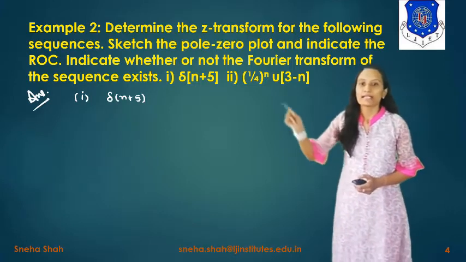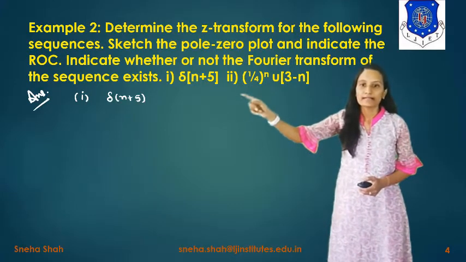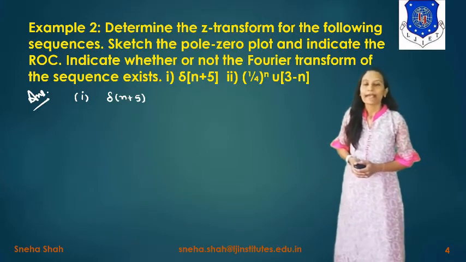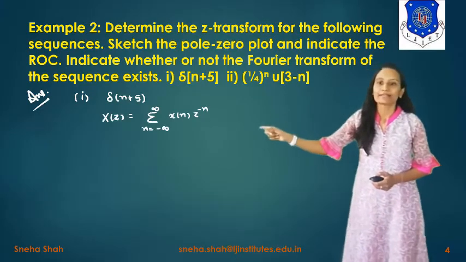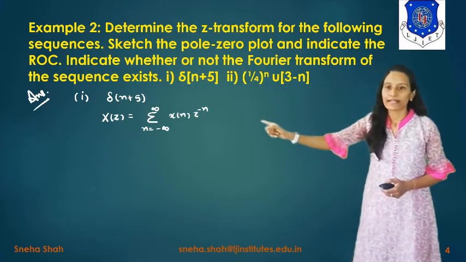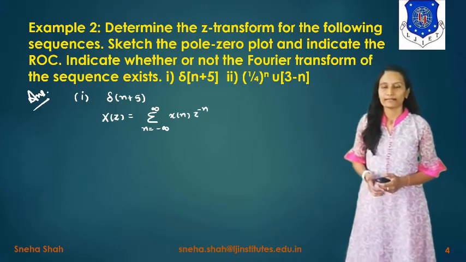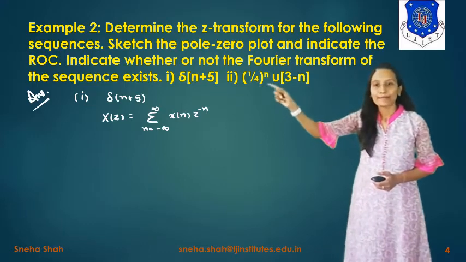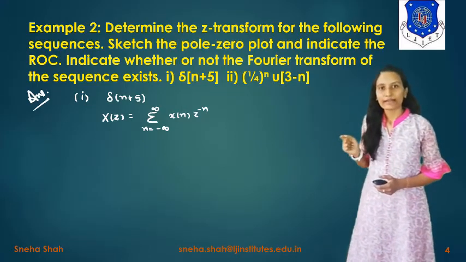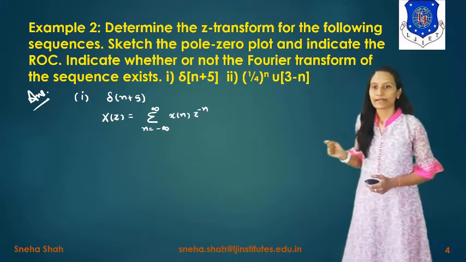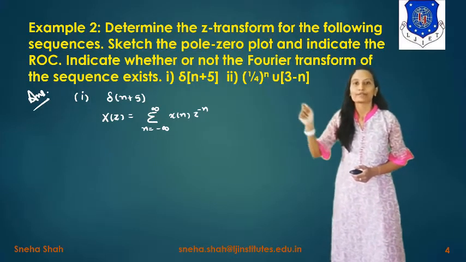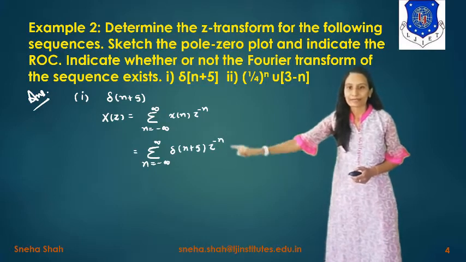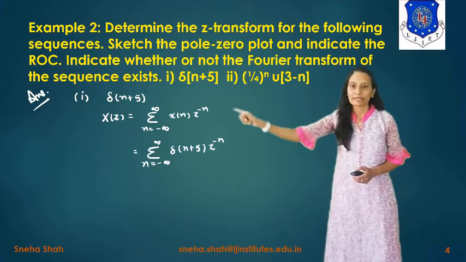The first term is del of n plus 5. What is the equation of the bilateral Z transform? X of z equals summation n equals minus infinity to infinity x of n z raised to minus n. Now, in the first term you are given del of n plus 5. It means the value of x of n equals del of n plus 5. So instead of x of n, we put del of n plus 5. So the term will be summation n equals minus infinity to infinity del of n plus 5 z raised to minus n.